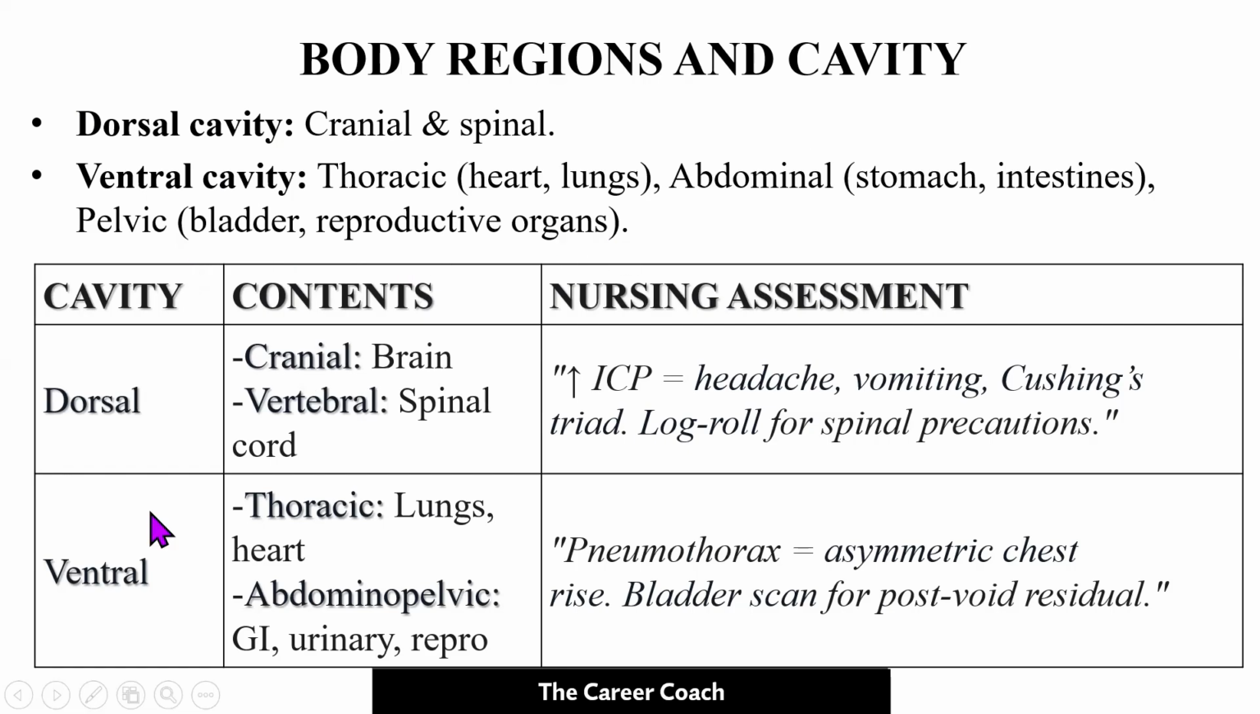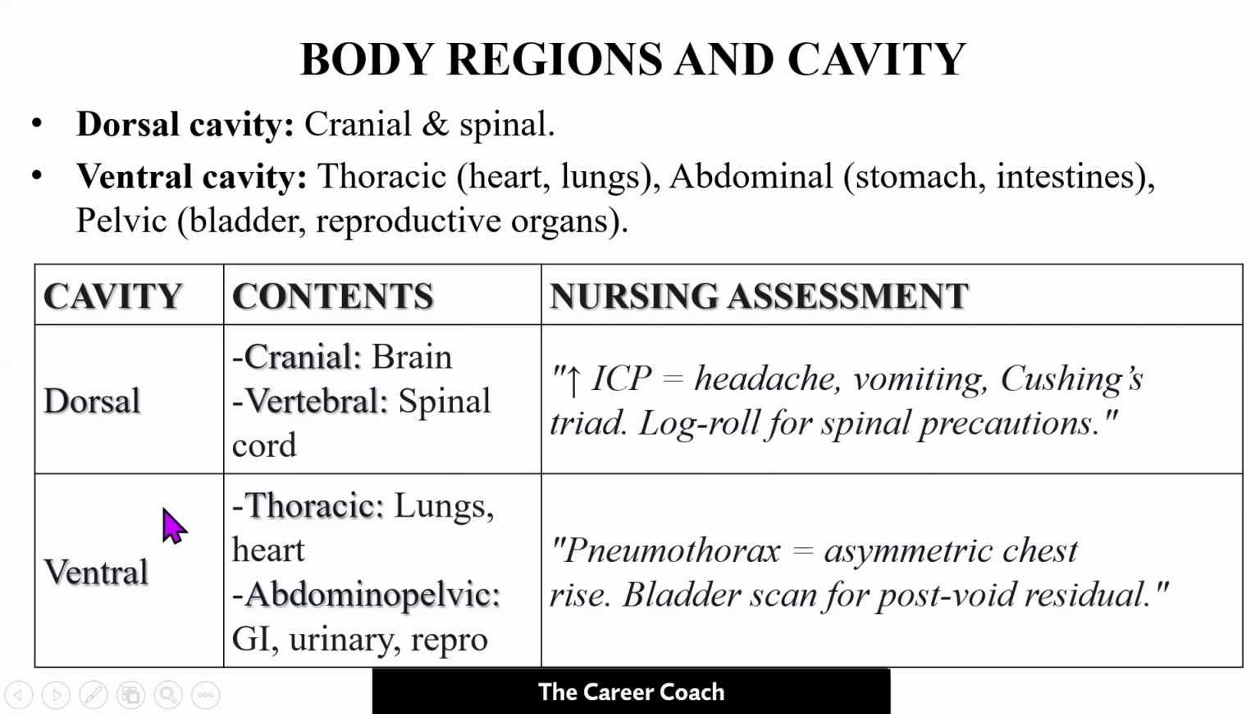So, we want to look at some cavities. First is the dorsal cavity. In the dorsal cavity, the organs found there are the brain in the cranial cavity and the spinal cord in the vertebral canal. Nursing implication: if there is increased intracranial pressure, this will be evidenced by headache, vomiting, and Cushing's triad. There is need to carry out a log roll for spinal precautions.